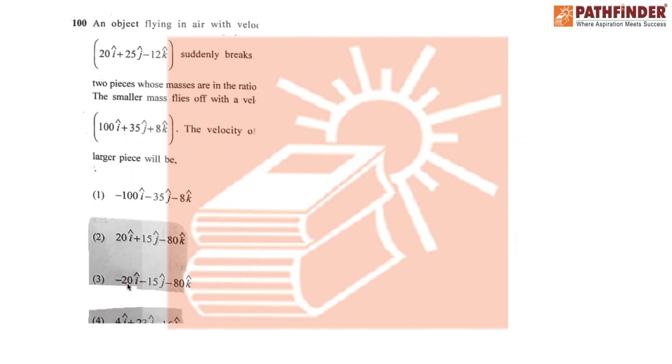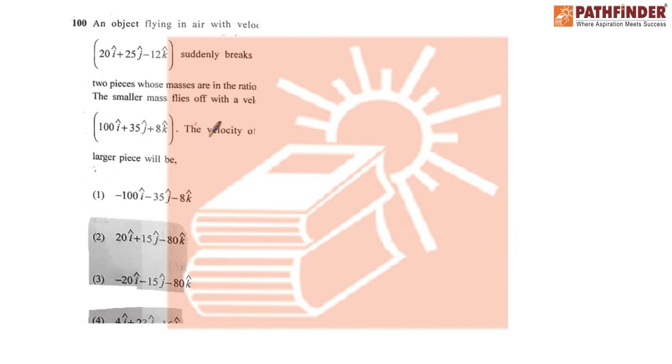Okay, this is the question. We are unable to give you the proper answer. We will tell you how to do the problem, because the picture which you got of the question does not have this ratio in the information. Actually, see the question: an object flying in air with some velocity suddenly breaks into 2 pieces whose masses are in the ratio, and there is the problem, you need the ratio. The smaller mass flies off with a velocity given, and the velocity of the larger piece we have to determine. So we cannot do it exactly, because we don't know what the ratio is. It is missing in the print. Sorry, we are unable to provide you the exact option.